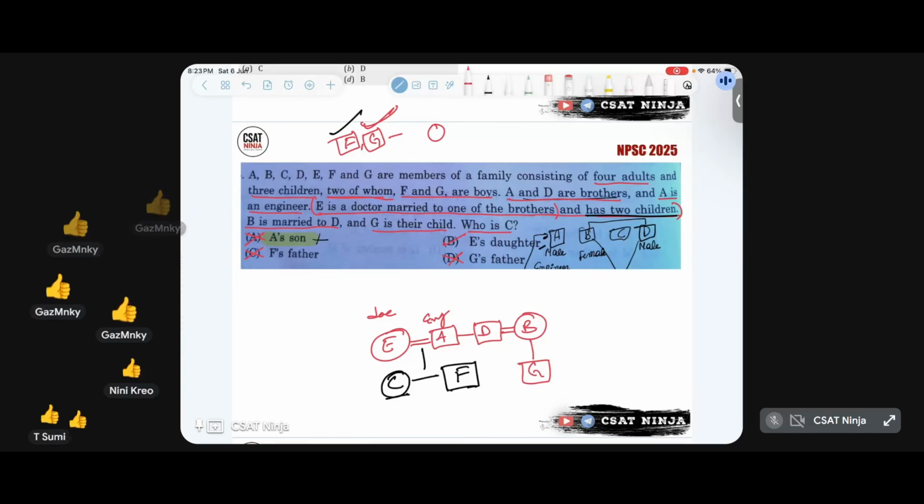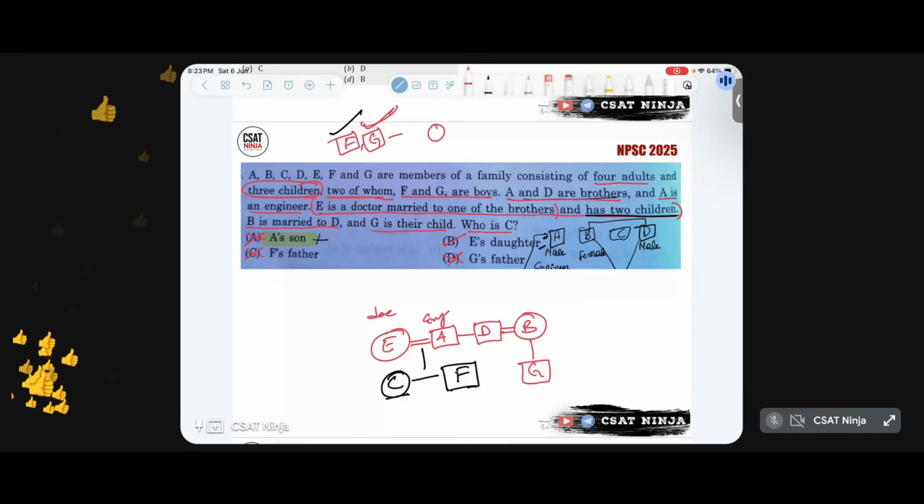So the key takeaway was this statement here. Whenever you see a blood relation question where there is a long statement and they are mentioning the number of male and female children, keep that in mind. That is the key in this kind of question, okay?